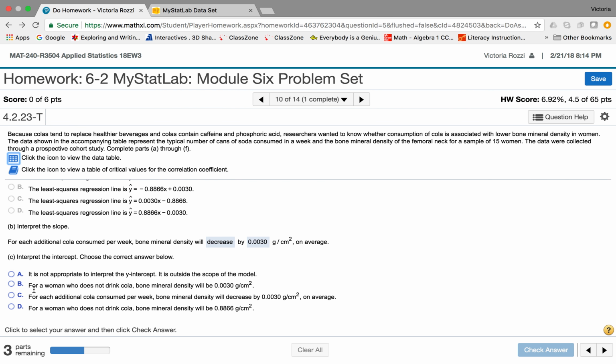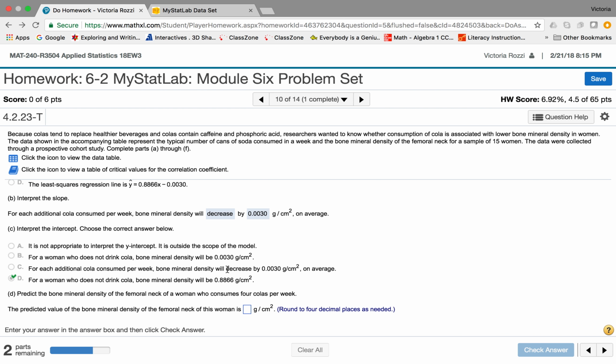So we can't use that. B is for a woman who does not drink cola, bone mineral density would be 0.003. That's incorrect because that's the slope. This says for each additional cola consumed, bone mineral density will decrease by 0.003. That is the interpretation of the slope. So therefore, it must be D. For a woman who does not drink cola, bone mineral density will be 0.8866. And again, I would have gone for either this one or for A, but considering we do have a few people here that did have zero cola consumption, we're going to go with D.